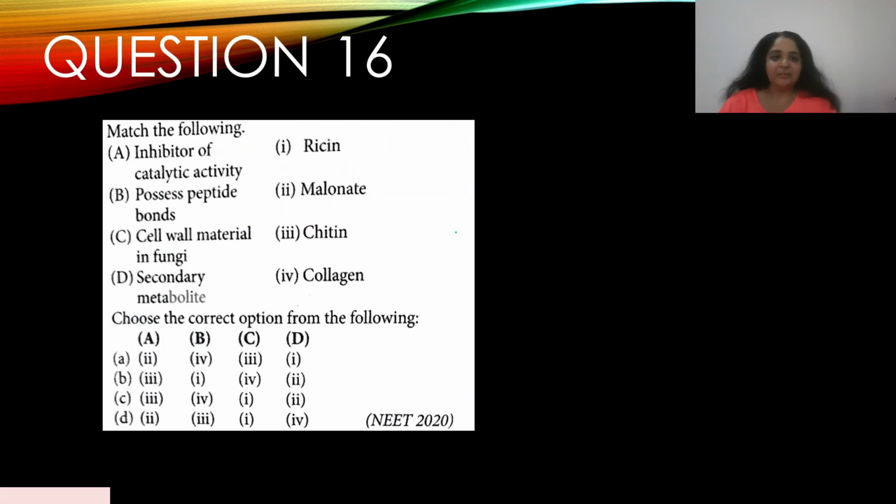Question number 16. Match the following. This appeared in NEET 2020, pretty recent. A inhibitor of catalytic activity is malonate, possesses peptide bonds, collagen, cell wall material in fungi is chitin, secondary metabolite is ricin. So inhibitor, that's A2, B4, C3, and D1. So the answer is A.